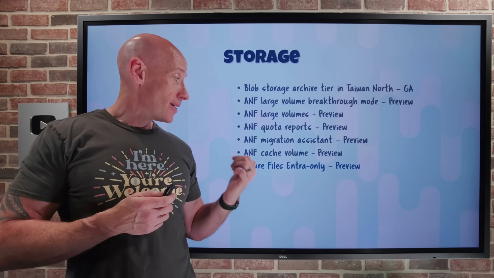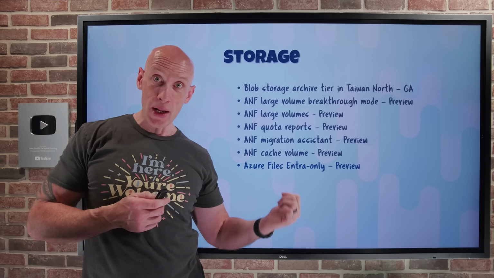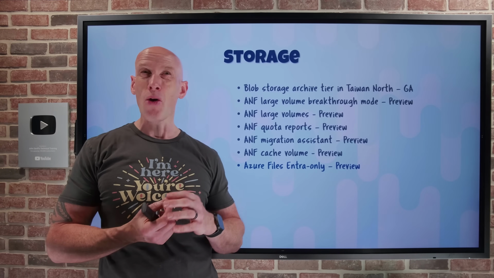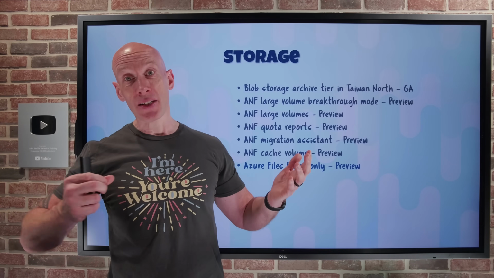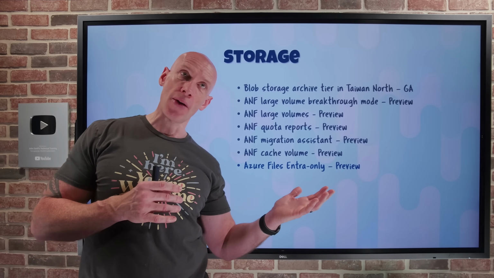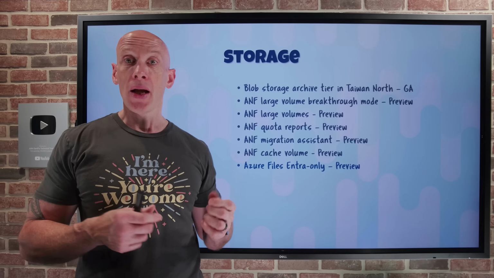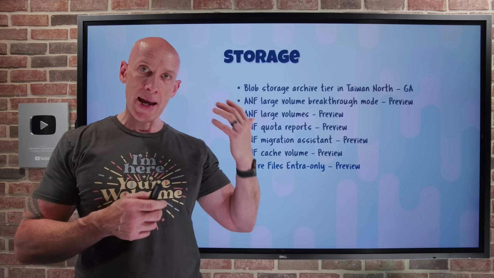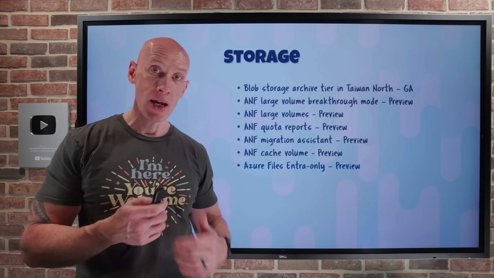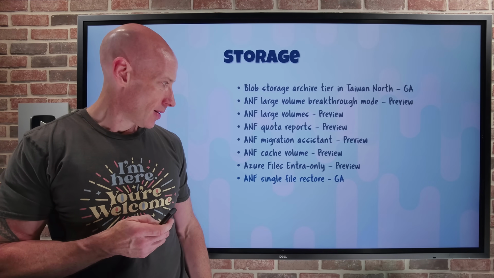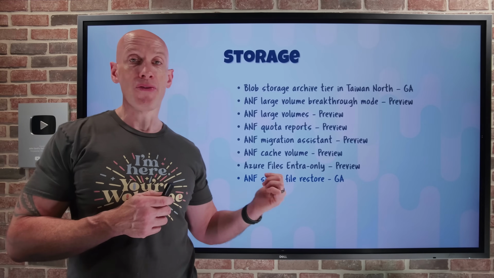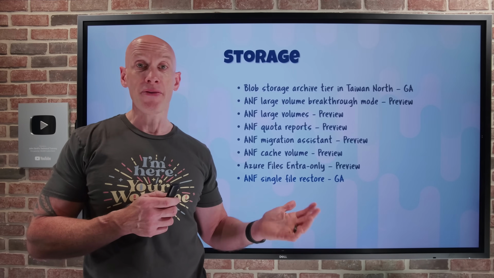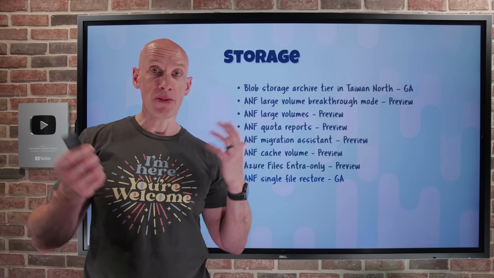Azure Files SMB now has an Entra-only mode. So previously, I always had to have some kind of Active Directory or Entra Domain Services available, well, now I don't. I can do a pure Entra-only authentication to control that access to my Azure Files SMB shares. Oh, and Azure NetApp Files now has a single file restore option in GA. I don't have to restore the entire volume, just pick the files I want.